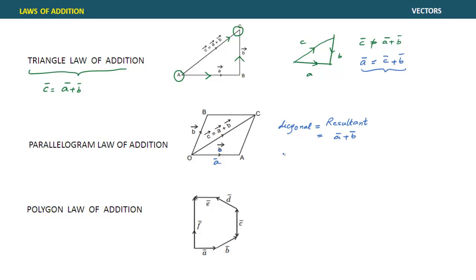So this is OC. The OC vector is nothing but A plus B vector. In fact, we will do it later. We can say AB will be nothing but A minus B vector. We will do this later, so don't worry about this.